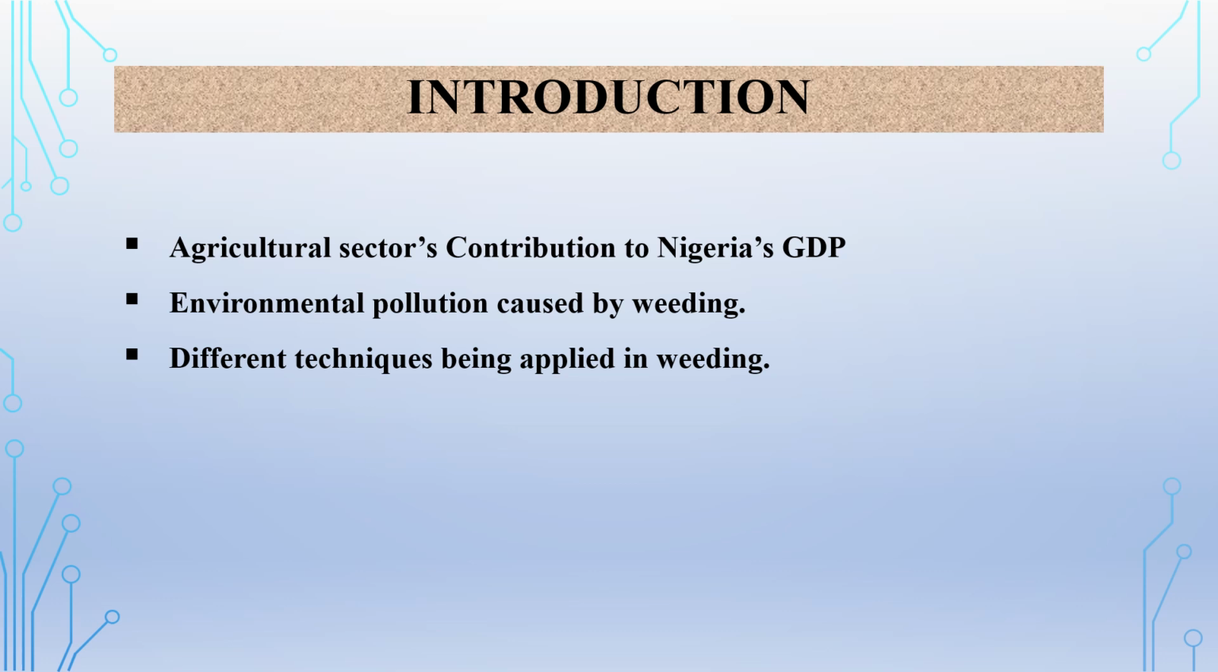But the agricultural sector has its own challenges. For example, weeding in farming has posed a serious challenge to the crop yield actualized and also to the environment, because you can get environmental pollution from the herbicides and all that is being applied. And this affects not just the small scale farming, also the large scale farming.